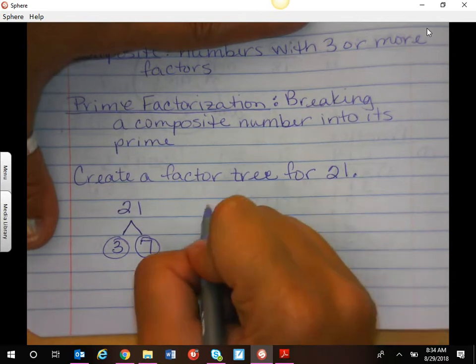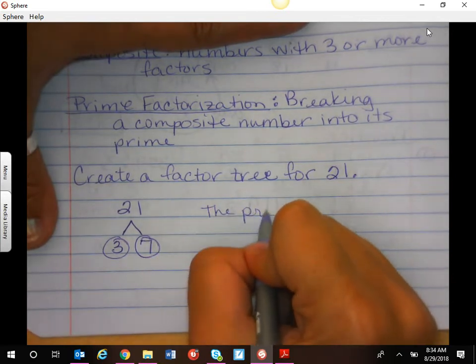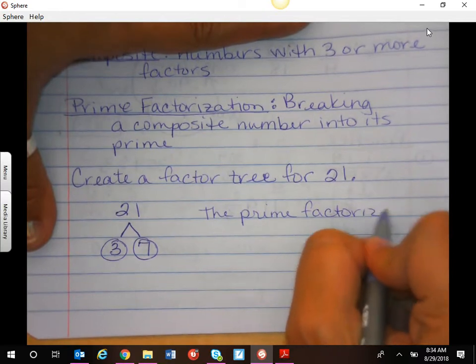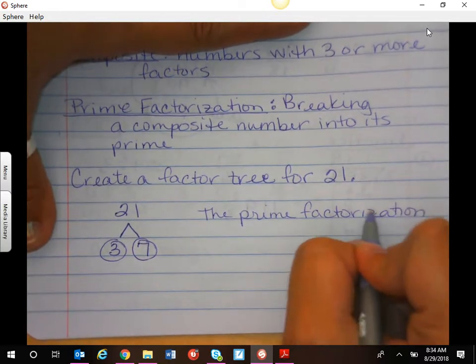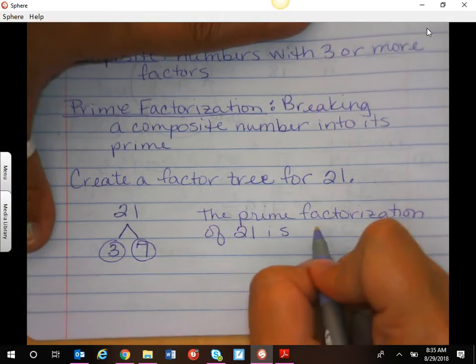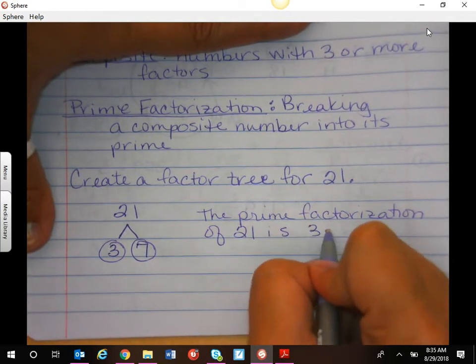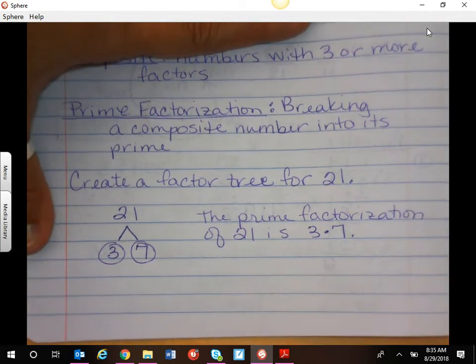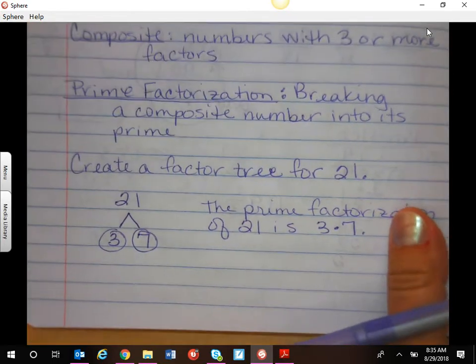So we can write the prime factorization of 21 is 3 times 7. Now, sometimes it's a little bit bigger, so let's look at another example that's a little bit bigger than that. I've run out of room on that page, so I'm going to skip to this one.